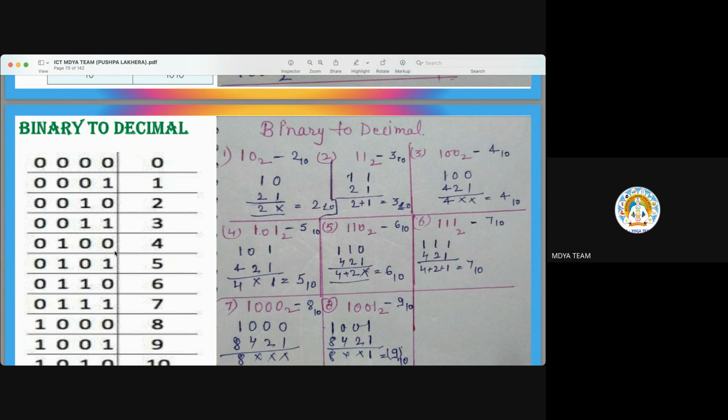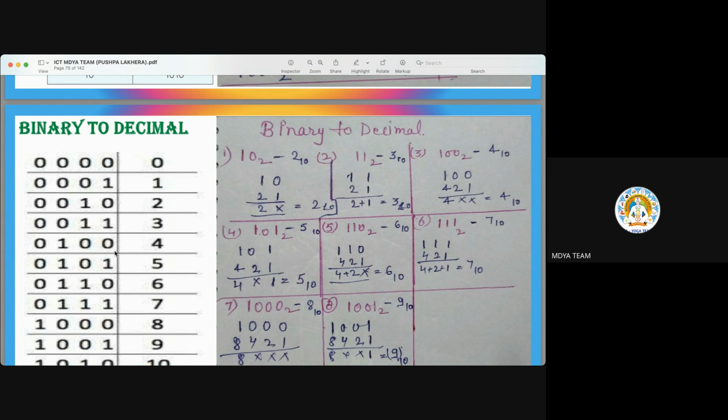Now, suppose there is a decimal number 153 and you have to convert it to octal. In binary, we divided by 2 continuously till we got the last remainder as 0 or 1. In case of octal, you have to divide the number by 8 till you get a remainder from 0 to 7. All right, because the octal number can be represented using digits 0 to 7.